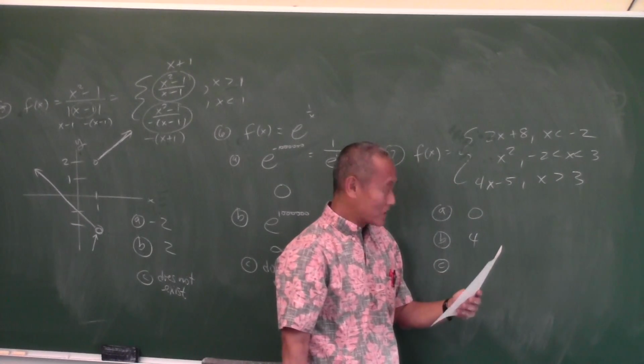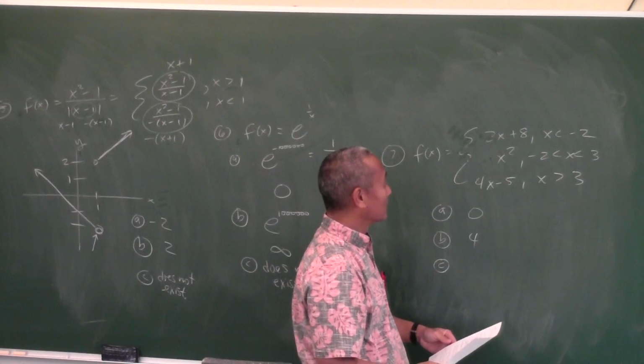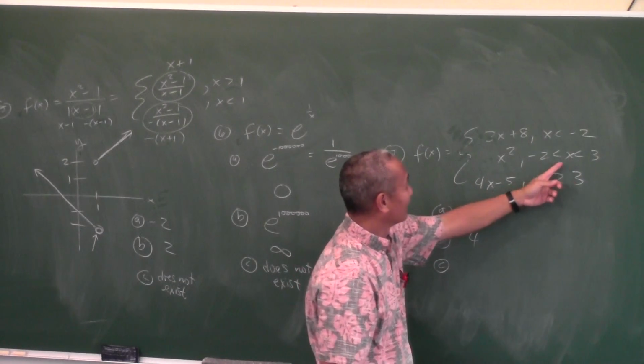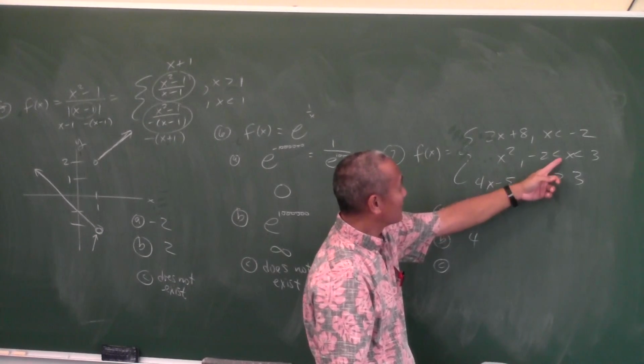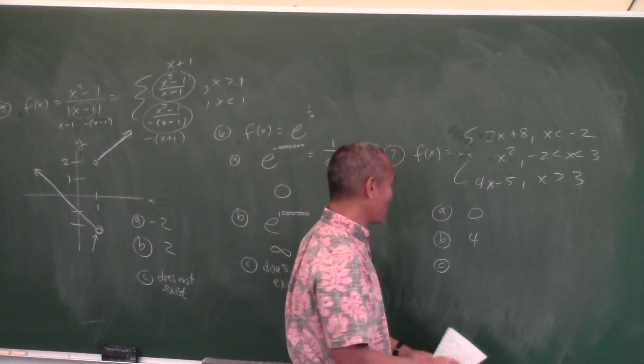Okay, C, what's the limit as x approaches 1? Where does 1 lie? Is it greater than 3? No, it's between here. So just plug in 1 there. 1 squared is 1. Come on.